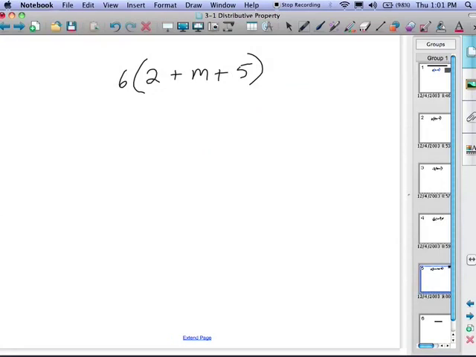Last example for the day, we have 6 times, and in parentheses, 2 plus m plus 5. This is just lengthening the process. You're going to distribute the 6 to the 2. 6 times 2 is 12. It's addition. It stays addition. Now we're going to distribute the 6 to the m. 6 times m is 6m. It was addition there. It will bring it down again. And then finally we distribute the 6 to the 5. 6 times 5 is 30. And that's it. The distributive property.